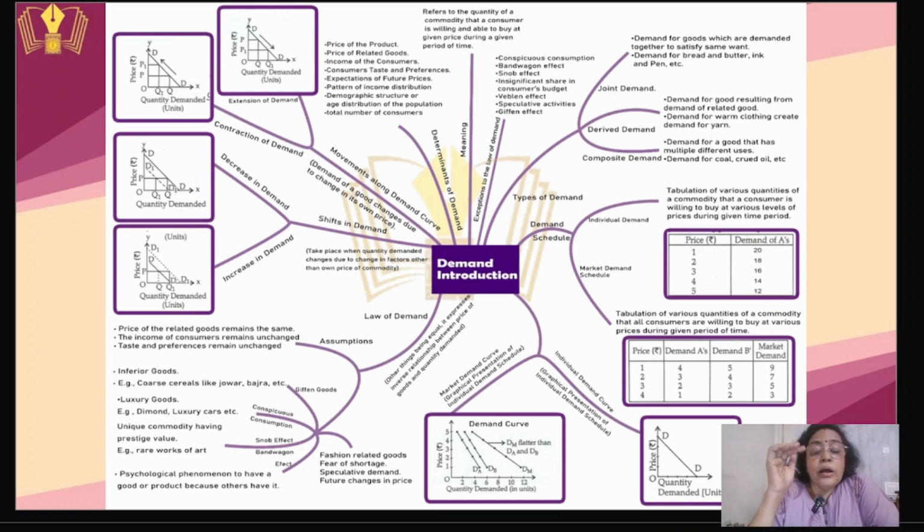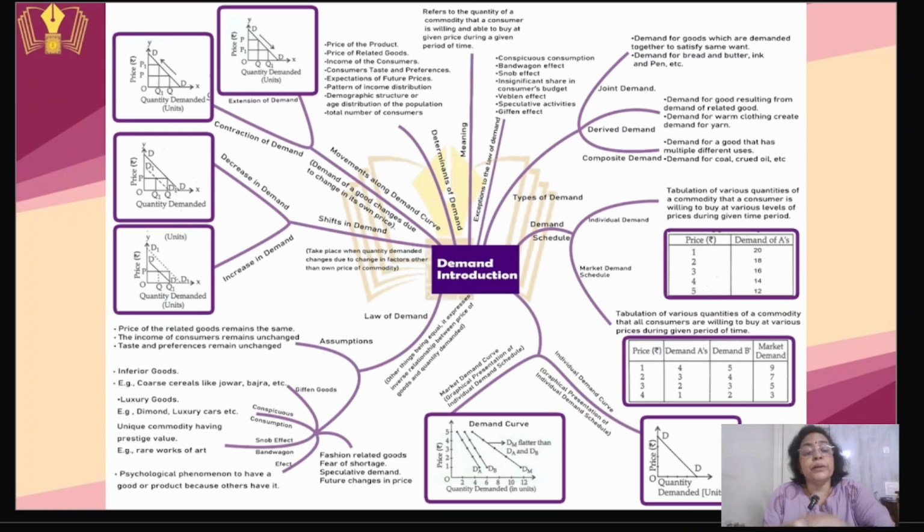Now you have come to know that there are many determinants of demand. Out of that, when there is a change in the demand due to the price of the product, suppose the price of the product has decreased from P to P1. That time what will happen? Demand will increase. But we don't use the term increase. We say extension of demand. There's a movement along the demand curve.